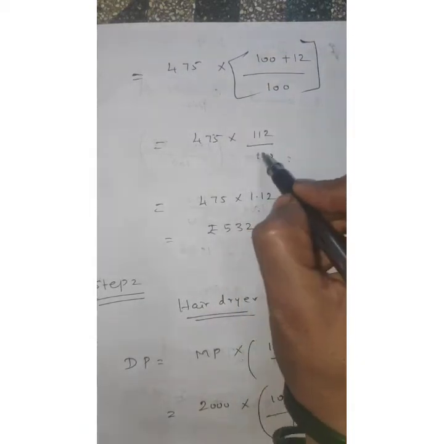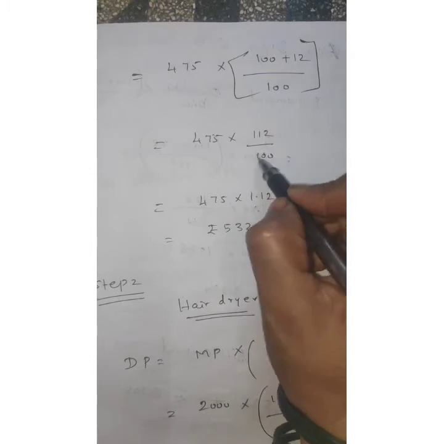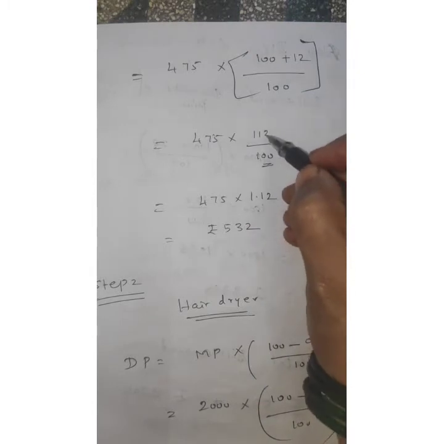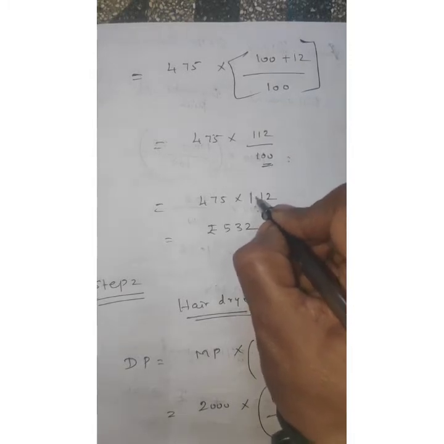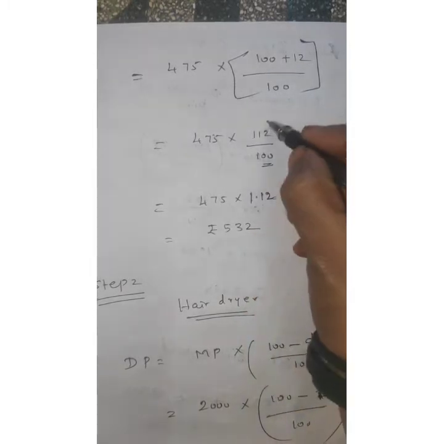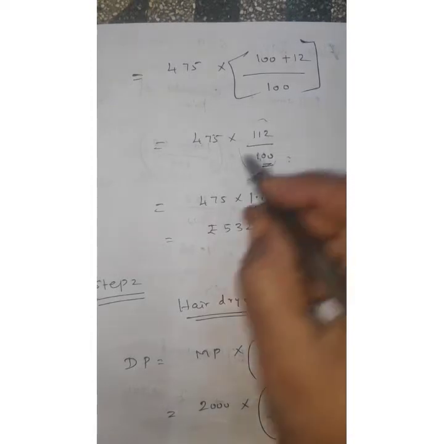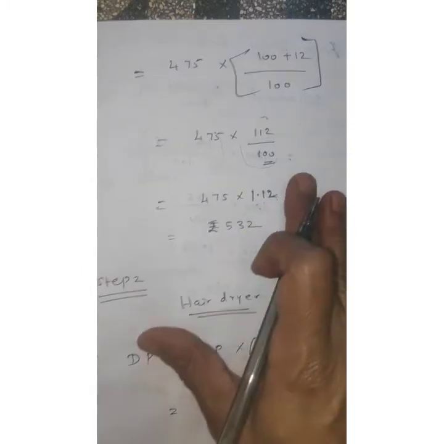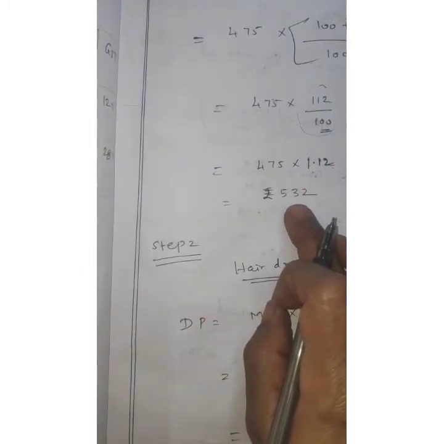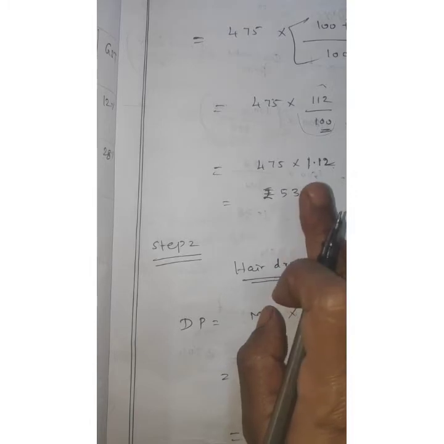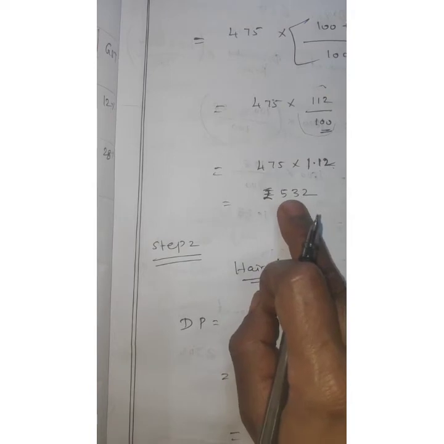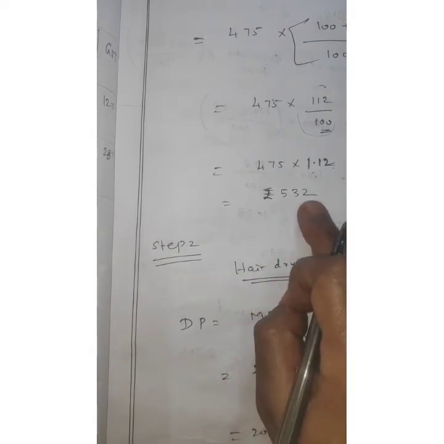Now the easy method. 112 divided by 100: how to do that? There are two zeros, so count two places and put the point after two digits. So 1.12 is the answer. These two numbers, 475 and 1.12, multiply and get the answer equal to 532 rupees. So the school bag market price is 500, the discount is 5%, and with the GST, how many rupees must be paid for the school bag? 532 rupees must be paid.